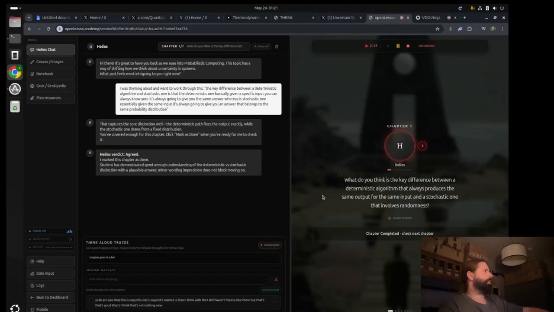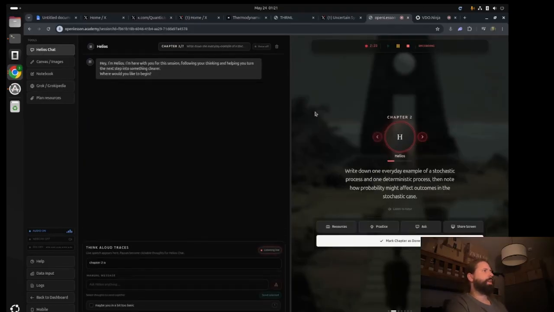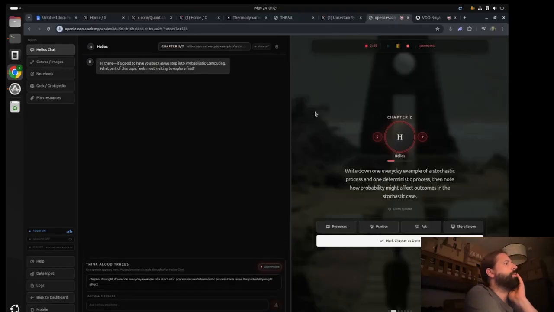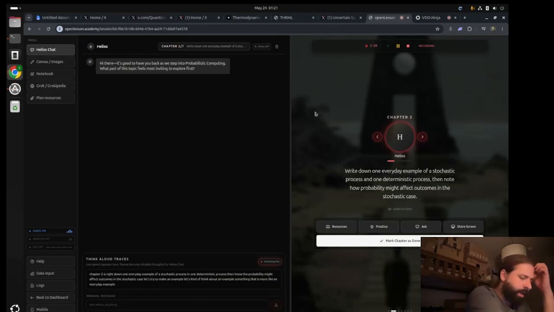Maybe even a bit too basic. Chapter 2 is to write down one everyday example of a stochastic process and one deterministic process, then note how probability might affect outcomes in the stochastic case. Let's try to think about an example. Something that is more like an everyday example, not some chemical process or whatever.